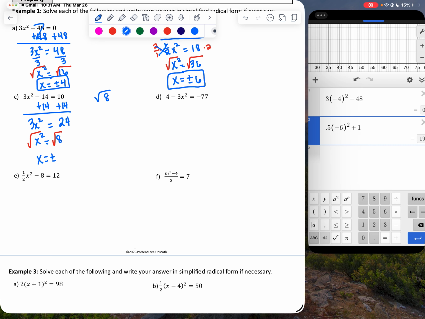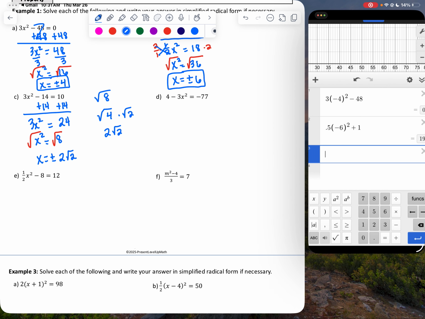So what we want to do is break down square root 8 into a perfect square factor. So square root of 8 could be rewritten as square root 4 times square root 2. And the square root of 4 is 2. So square root of 8 breaks down to plus or minus 2 square root 2. Now, that's kind of a weird answer, so before we box that in, we're going to check it.